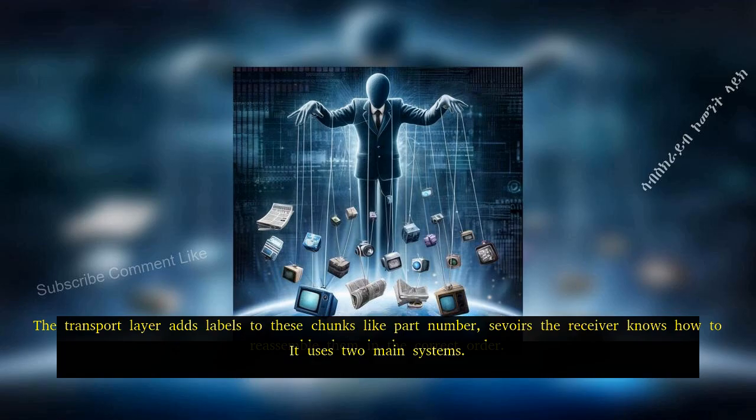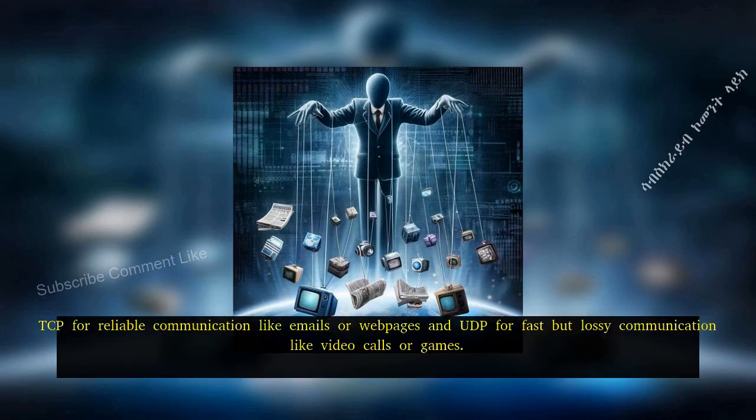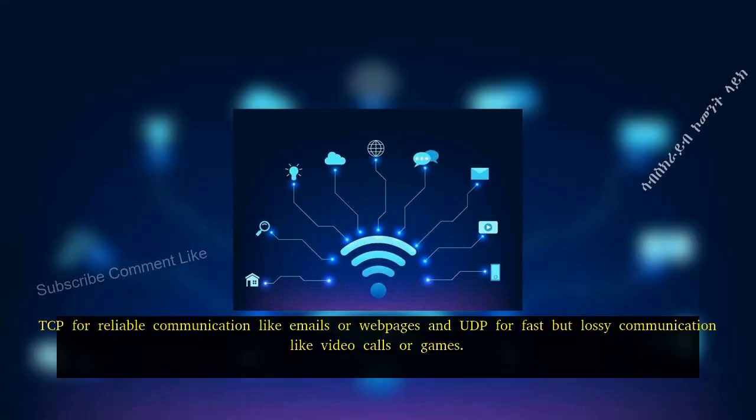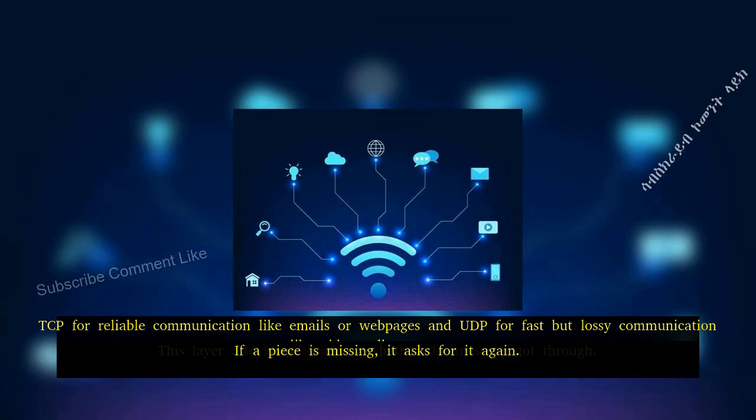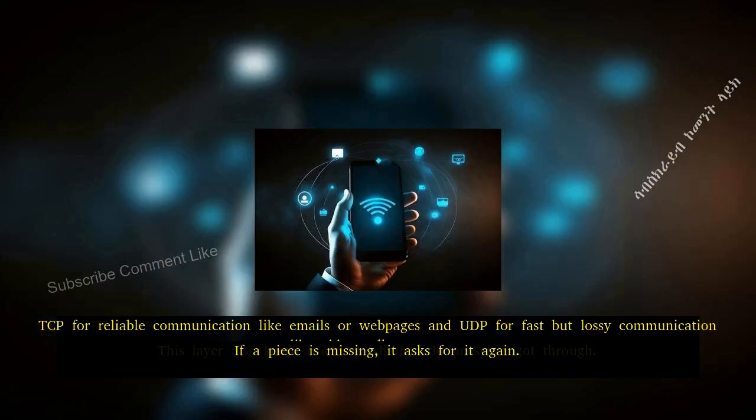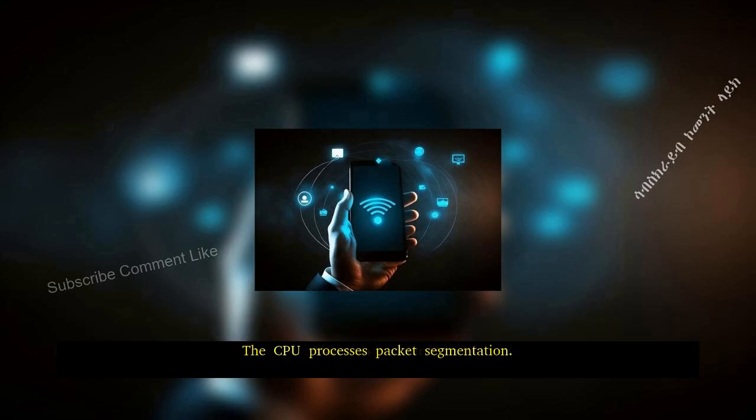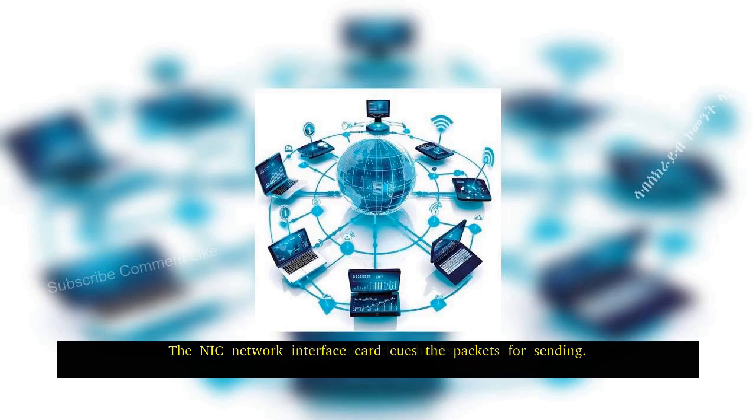It uses 2 main systems. TCP, for reliable communication like emails or web pages, and UDP, for fast but lossy communication like video calls or games. This layer also keeps track of whether the message got through. If a piece is missing, it asks for it again. Materials involved? The CPU processes packet segmentation. RAM stores the chunks. The NIC, network interface card, queues the packets for sending.